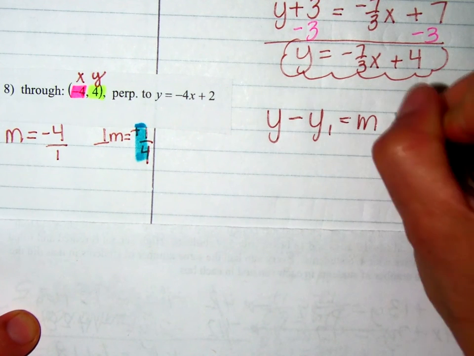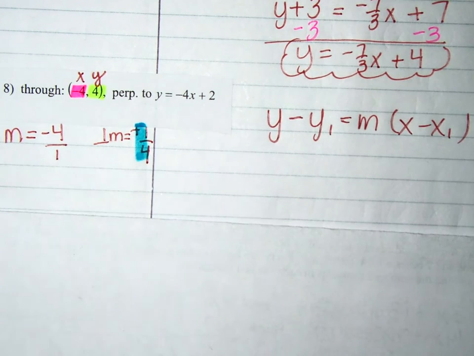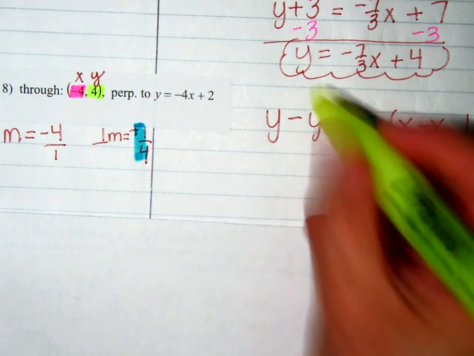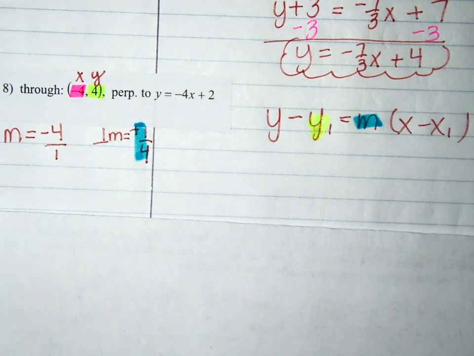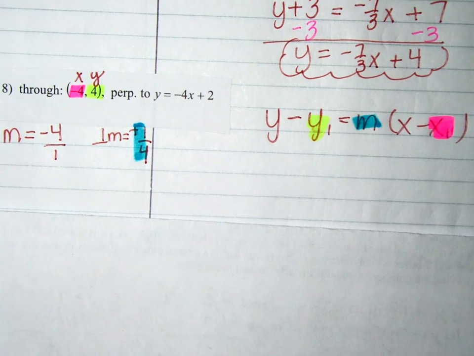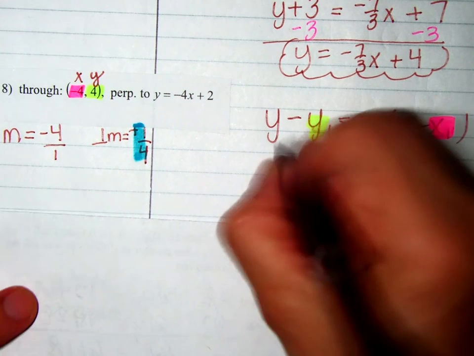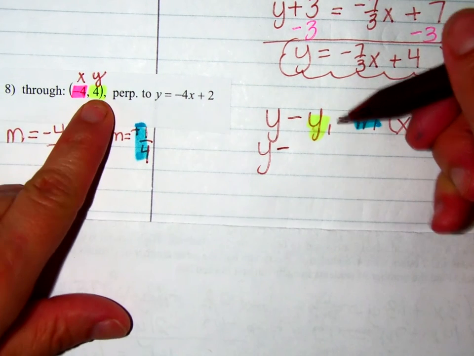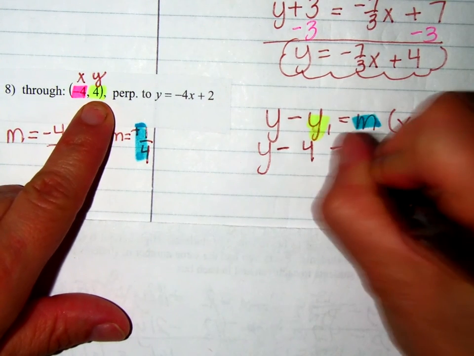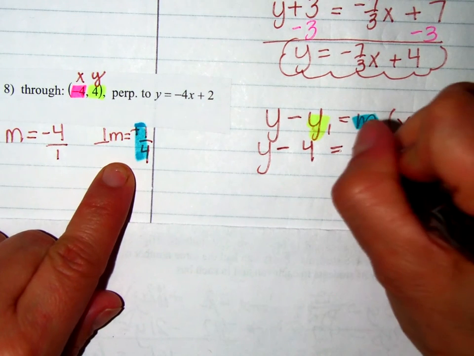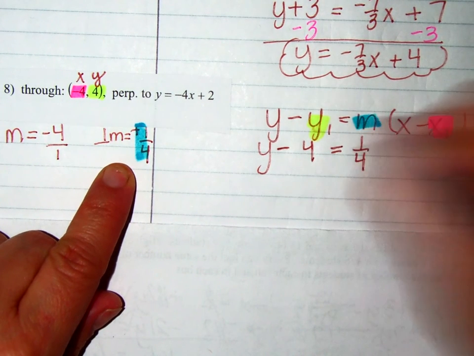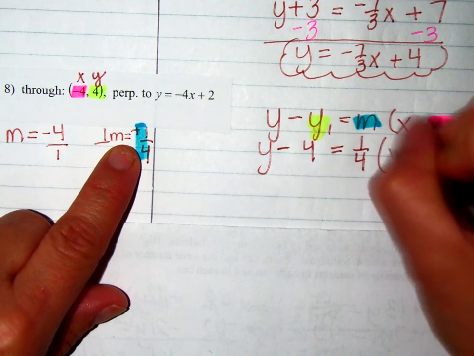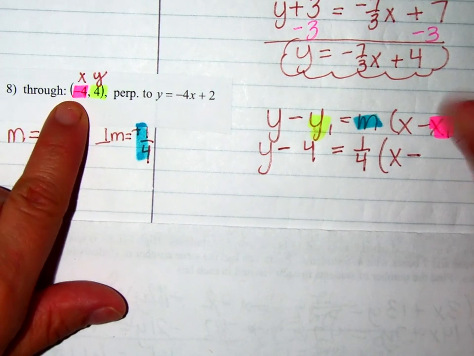I'm going to write my equation again, and I'm going to color code it so that I can match up my values to the right variables. And I'm going to start with y minus y sub 1, which is 4, equals m, which is a positive 1/4. I don't really have to draw the little plus sign there. I just did here so you can see the difference in signs. Times x minus negative 4.